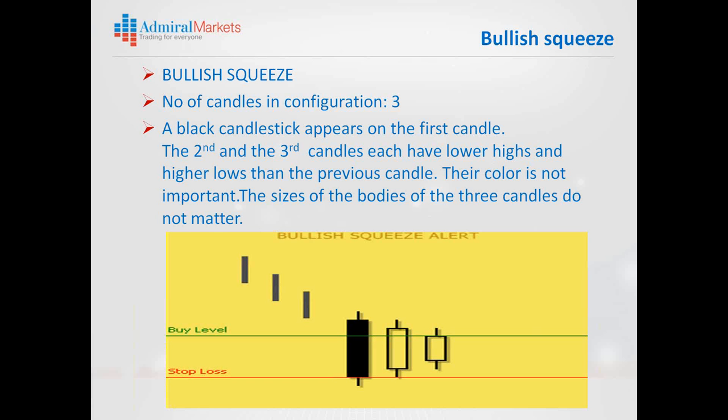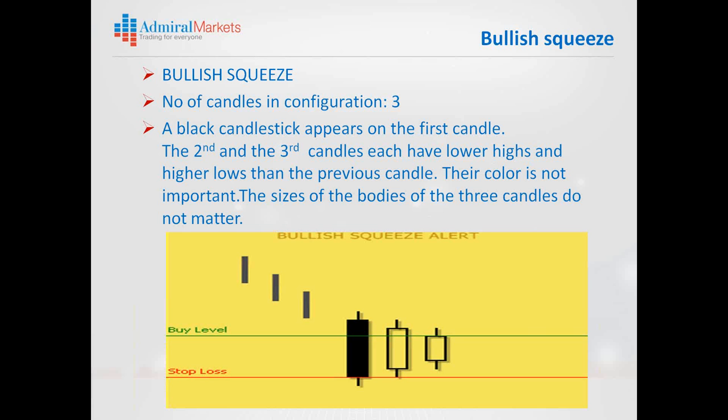You just wait for a Marubozu to appear, then you wait for a retrace, and you go in the trend direction, in the Marubozu direction. This is the bullish squeeze pattern. Number of candles, three. A black candlestick appears on the first candle. The second and the third candles each have lower highs and higher lows than the previous candle. Their color is not important, and the sizes of the bodies of the three candles do not matter.